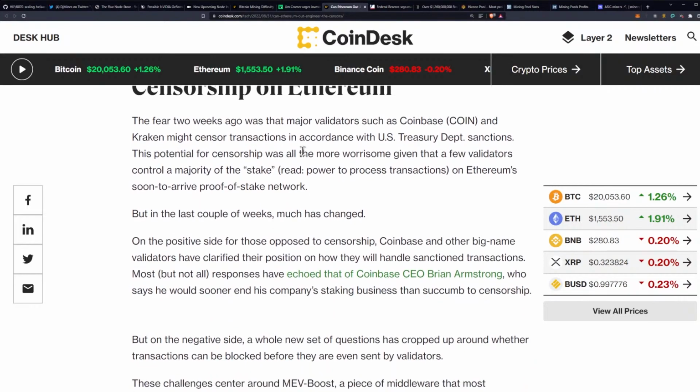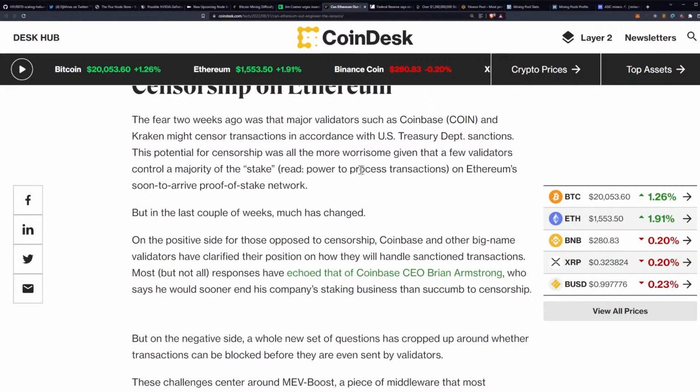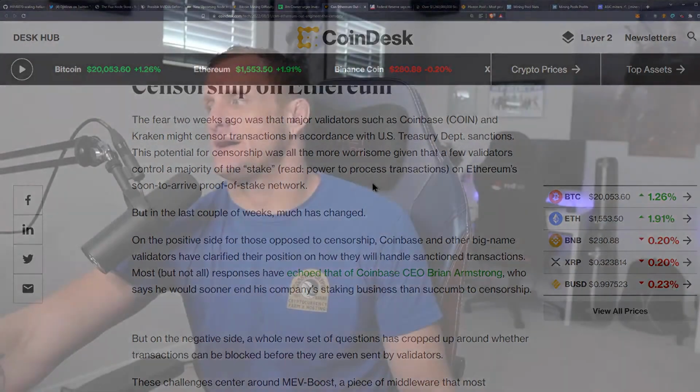The fear 2 weeks ago was that major validators such as Coinbase and Kraken might censor transactions in accordance with the U.S. Treasury Department sanctions. This potential for censorship was all the more worrisome given the few validators' control of the majority of the stake on Ethereum's soon-to-arrive proof-of-stake network.